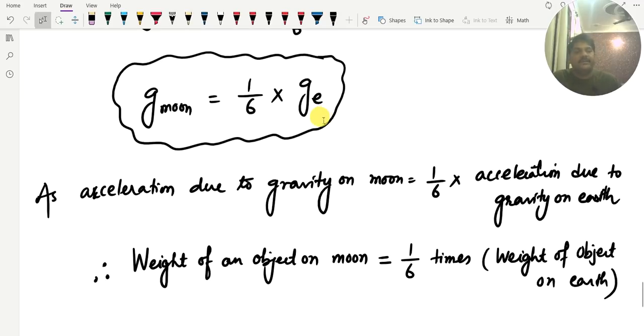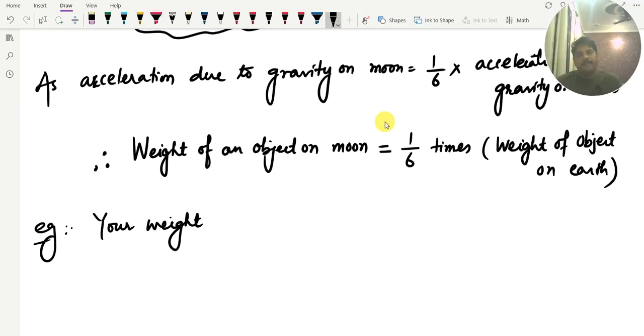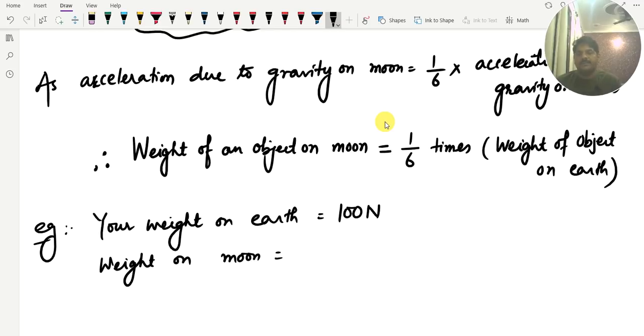So if you are weighing 100 Newton on Earth, suppose for example your weight on Earth is equal to 100 Newton. So what is your weight on Moon? Weight on Moon is equal to 100 by 6. So it is somewhere nearly equal to 16.66 Newton.